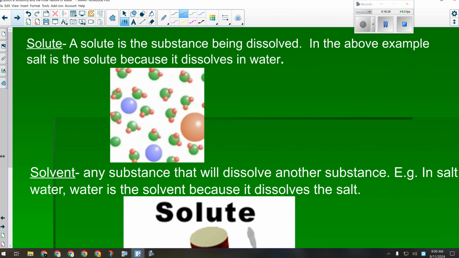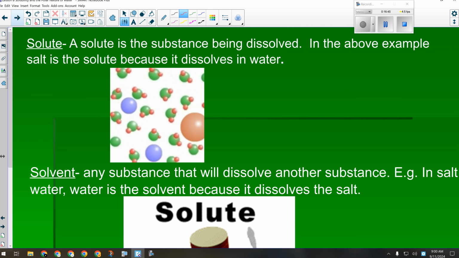Okay, and then solute and solvent. A solute is the substance that is being dissolved. So if I'm making hot chocolate, I put the powder in the boiling water, and the powder would be the solute. If you put salt in water, the salt would be the solute. Anything that is going to dissolve is the solute.